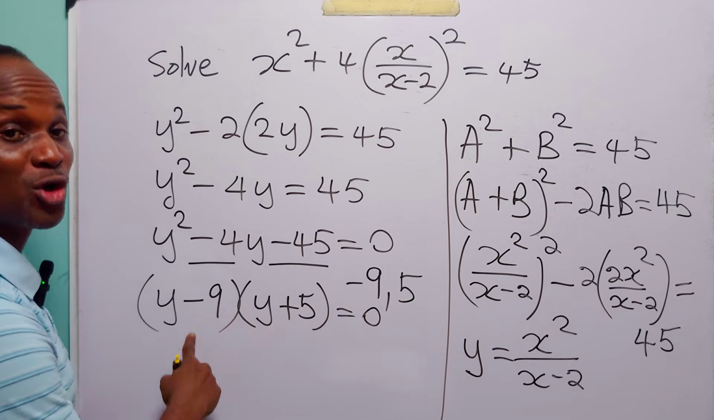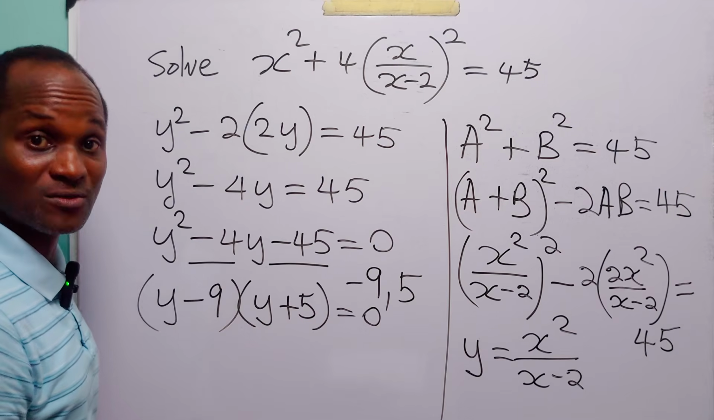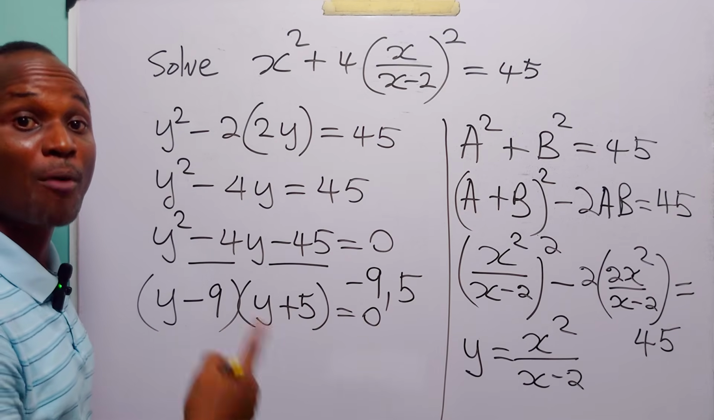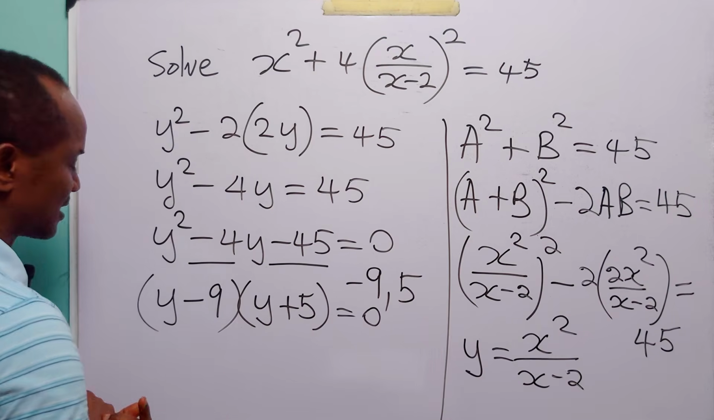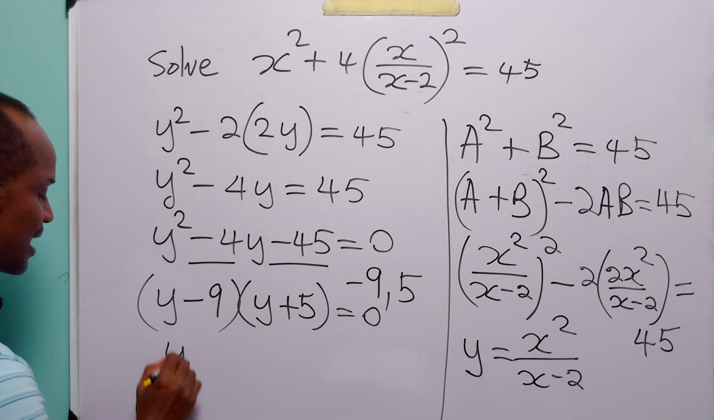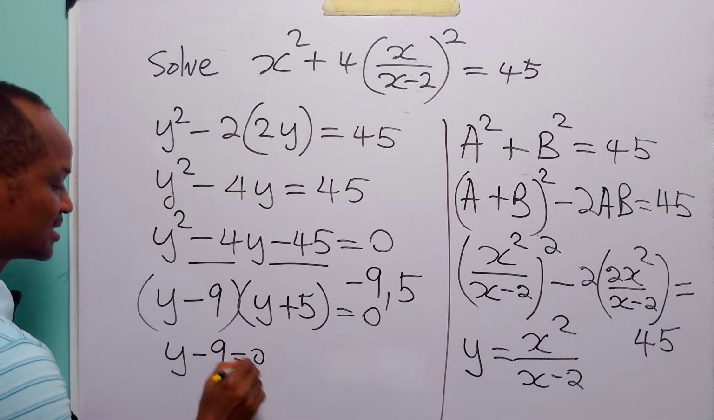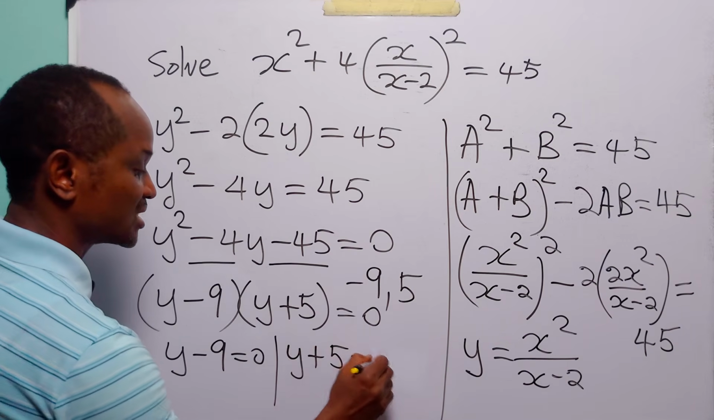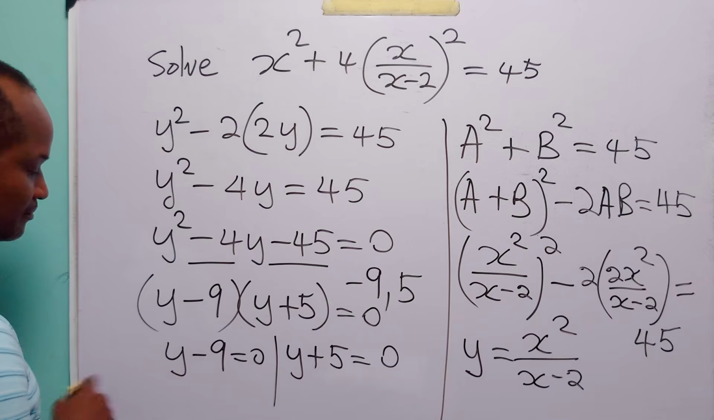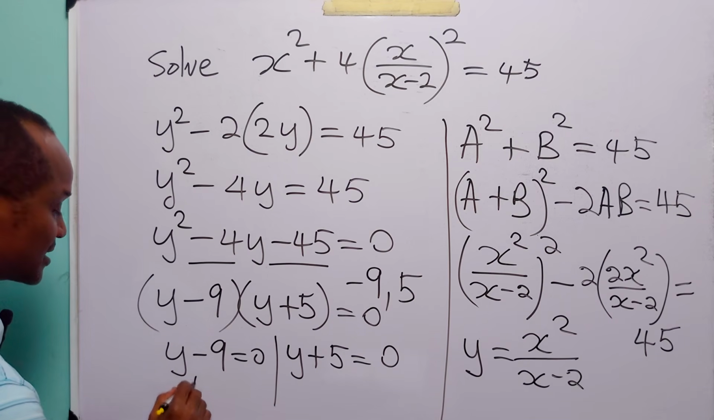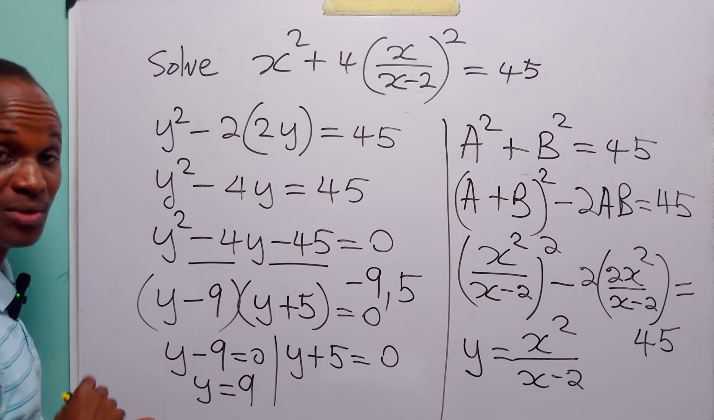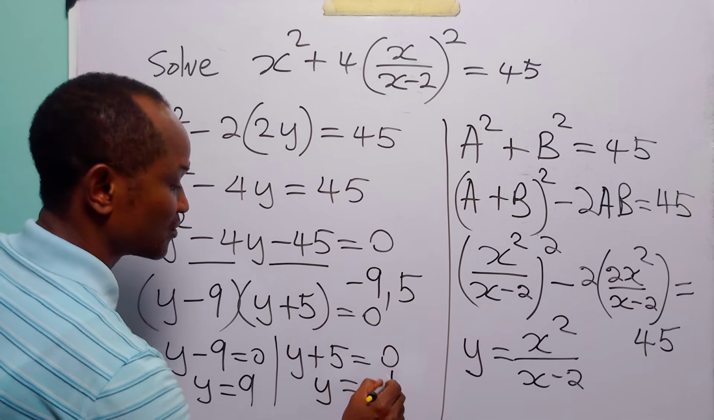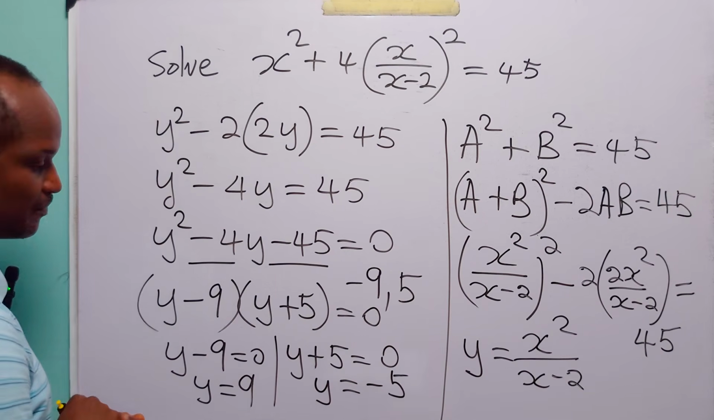Now, you know that when the product of two items is equal to 0, it simply means that either one of them is equal to 0 or both of them are equal to 0. So from here, we have that either y minus 9 is equal to 0 or y plus 5 is equal to 0. Of course, from here we have that y is equal to 9. And from here we have that y is equal to minus 5.